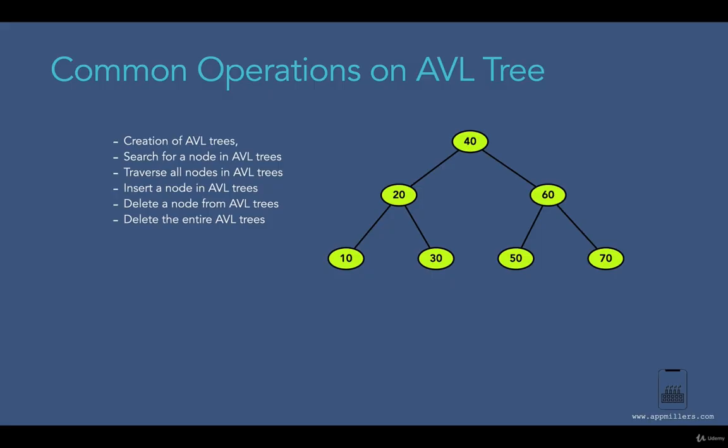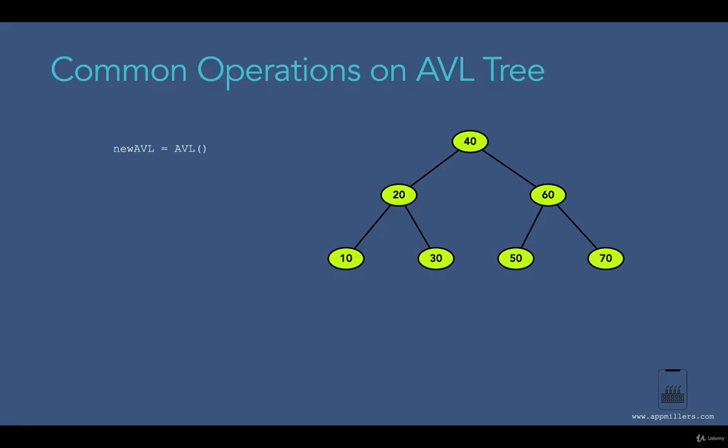We perform the same operations, which are creation of AVL trees, search for a node in AVL tree, traverse all nodes in AVL tree, insert a node in AVL tree, delete a node from AVL tree, and delete entire AVL tree. So here, first three operations are same as binary search trees that we discussed in our previous section. Now here, I will go through them very quickly, but if you want more detailed information, please refer to binary search tree section. Now the first operation is creation of AVL tree.